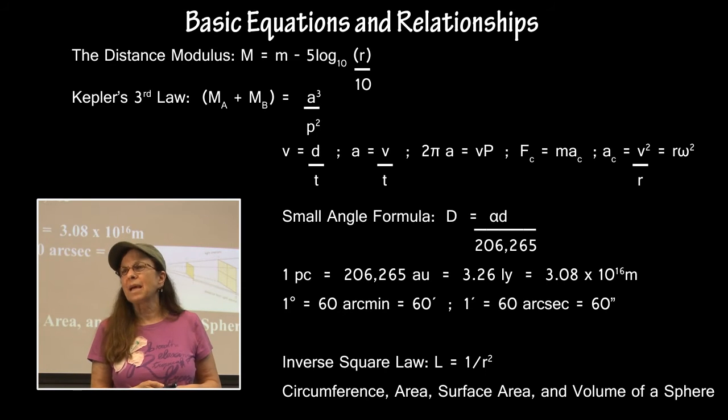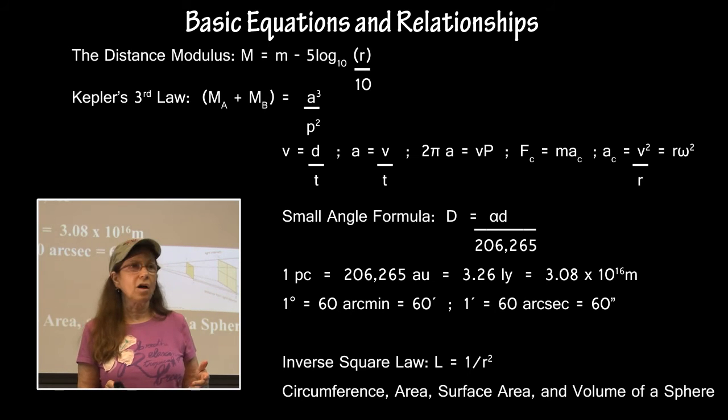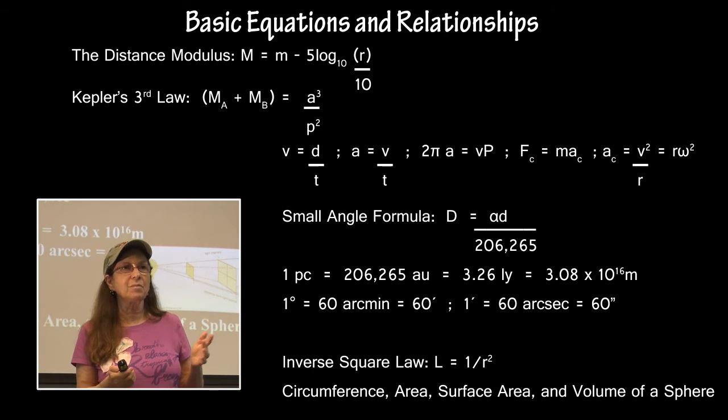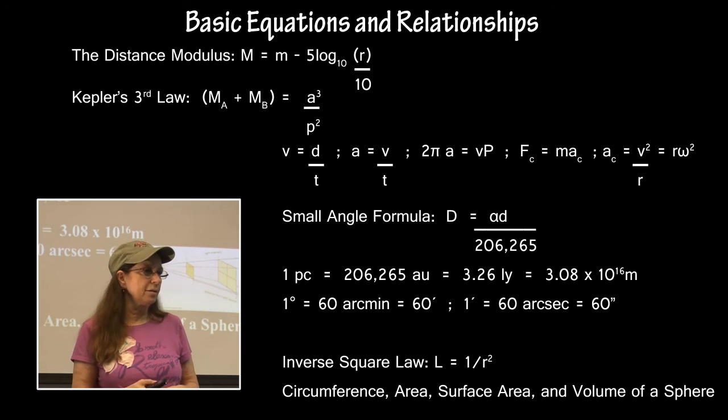So we still have the same basic equations and relationships. The inverse square law, of course. If you take a star and double its distance from the Earth, now the light has expanded so that the surface area it covers is 4 times. So it's only one quarter as bright. If you move it 3 times away, it's 1/9. So the further away it is, it follows the inverse square law of luminosity, which is 1/r².